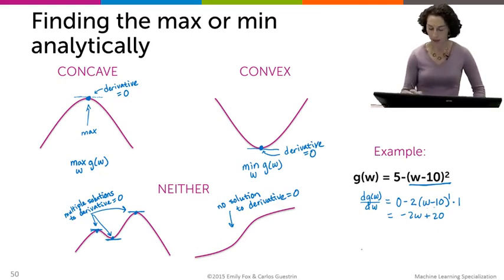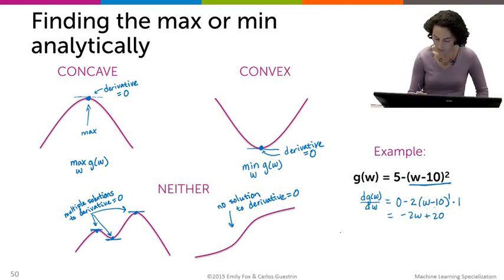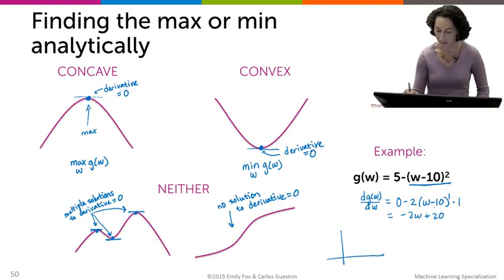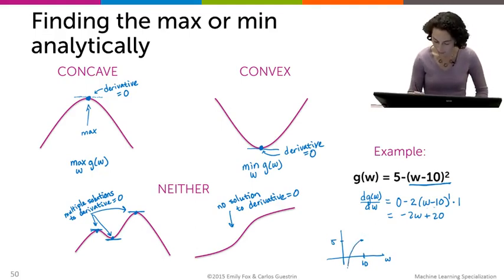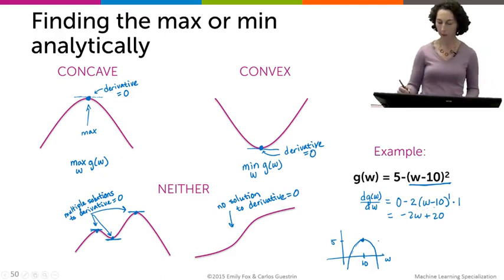Okay, so this function, if we draw what this function looks like, then maybe we can see this. So we know that at w equals 10, what's the value of the function? It's 5. So at w equals 10, the value of the function is 5. And if you go and plot this, you'll see that the value everywhere else is decreasing. And so it has this concave form.